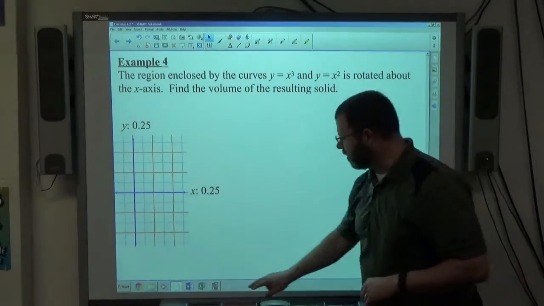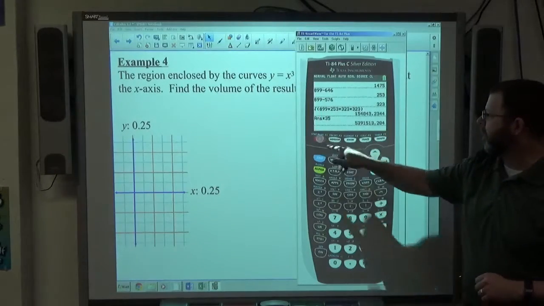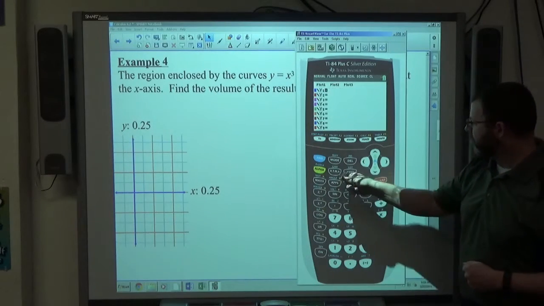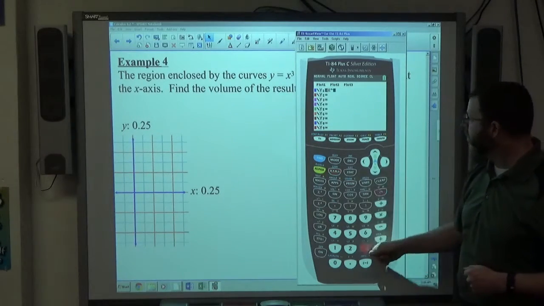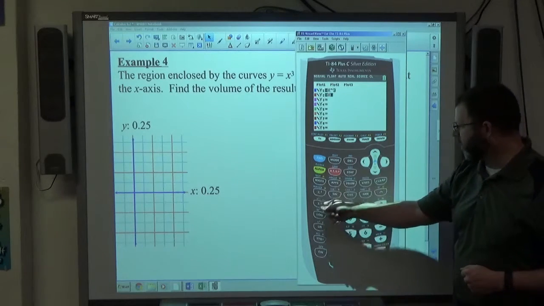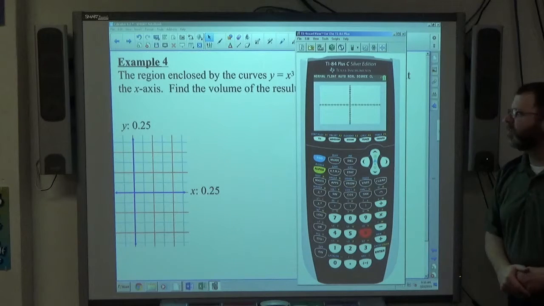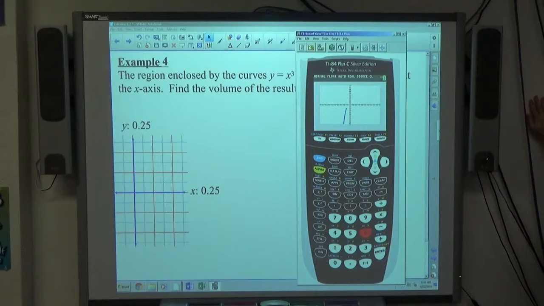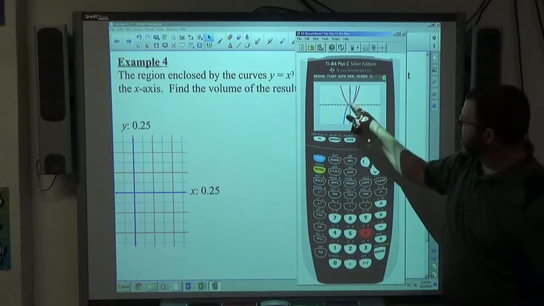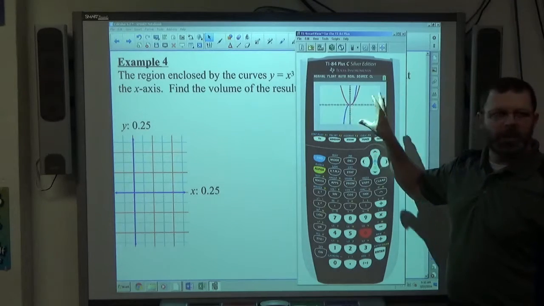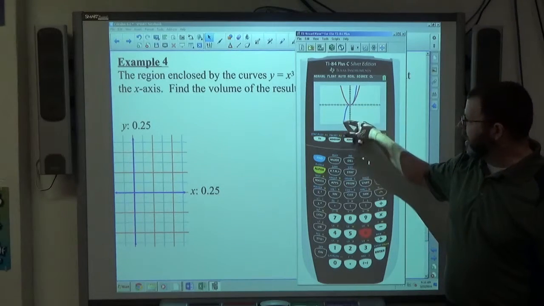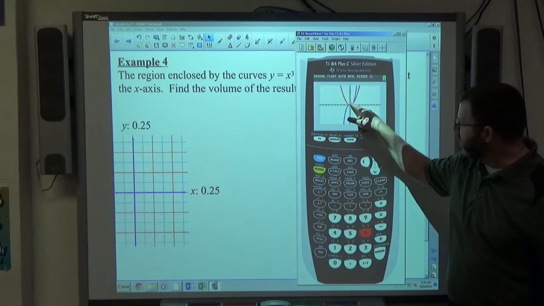If you're not sure, just start by graphing them on your calculator, so y equals x cubed and y equals x squared. And if I just do a zoom 6 to begin with, just to take a look and see where they're at, we're looking to create a region where the two graphs intersect somewhere. And it looks to me like it's right in this area here. I can't really tell specifically, but it's definitely not down there or up there. It's like right in here.